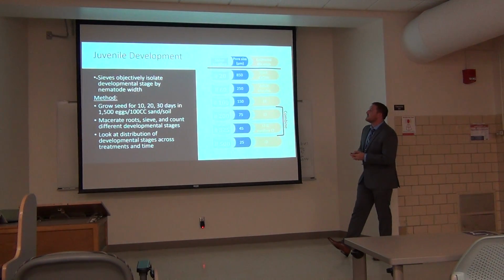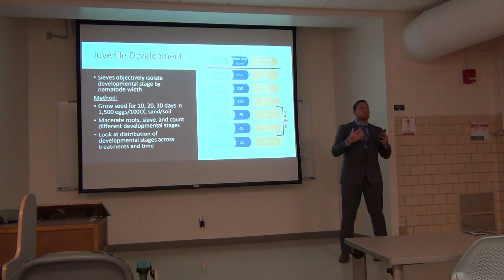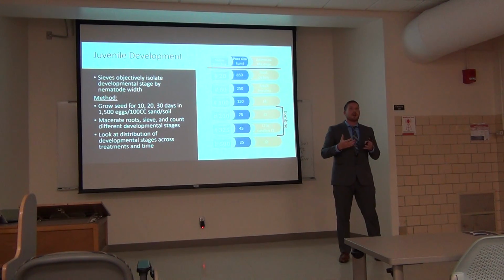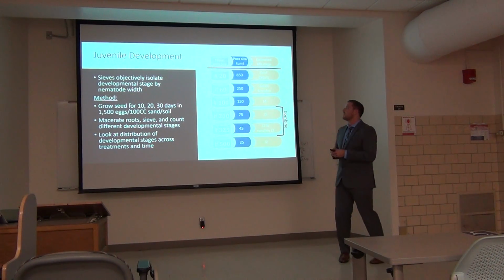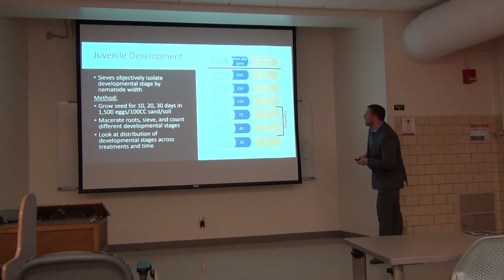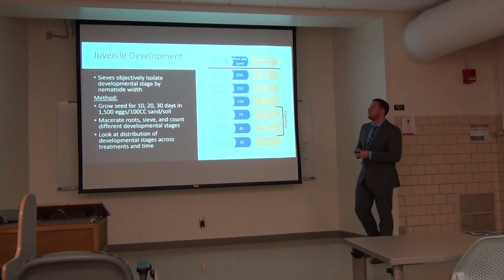What if we use sieves? Sieves objectively isolate different developmental stages based off of nematode size. Like us, as nematodes get older, they get bigger and fatter, so we can separate them out. So we can isolate out second stage juveniles using, say, a number 500 sieve, J3s using a number 200 and 325, J4s using a number 100, and adult females using a number 60 sieve.